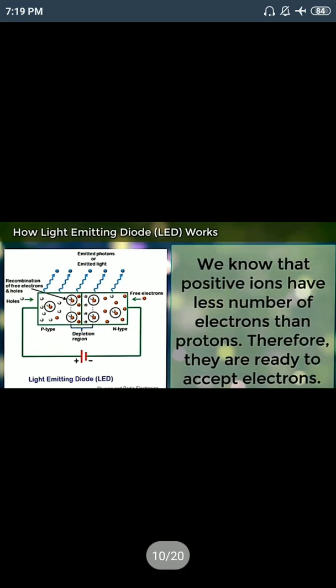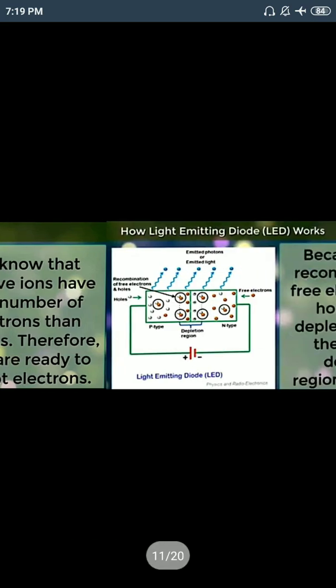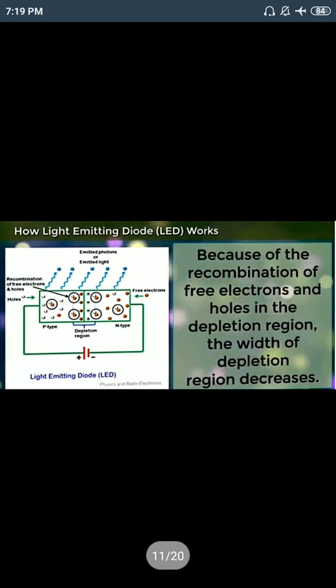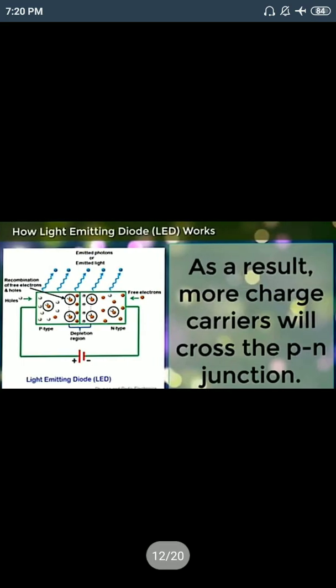And we know that the positive ions have fewer electrons. Why does this recombination take place? Recombination means they attract each other. Positive ion means there is a crisis of electrons, a lesser number of electrons, so they will easily accept the electron, or we can say they will recombine with each other. Therefore, they are ready to accept the electrons. Because of the recombination of the free electrons and holes in the depletion region, the width of the depletion region starts to decrease. As a result, more charge carriers will cross the p-n junction.